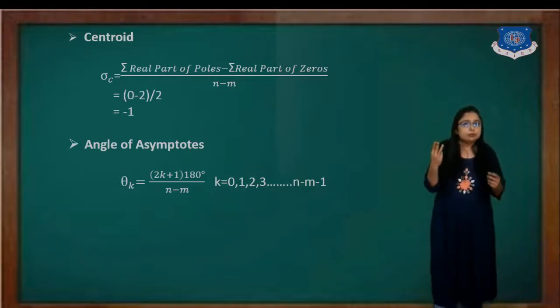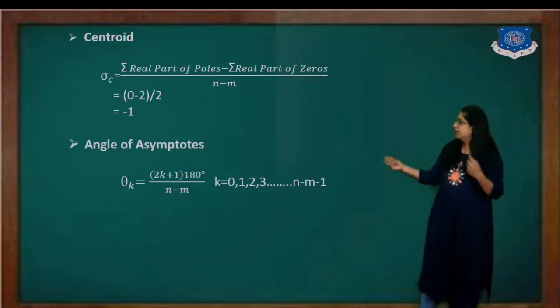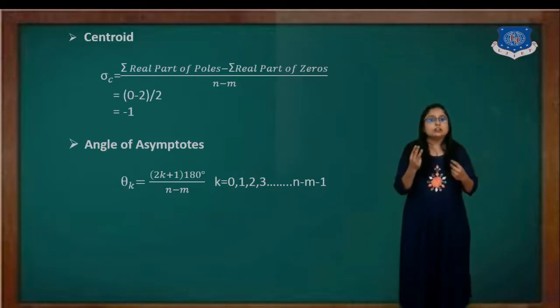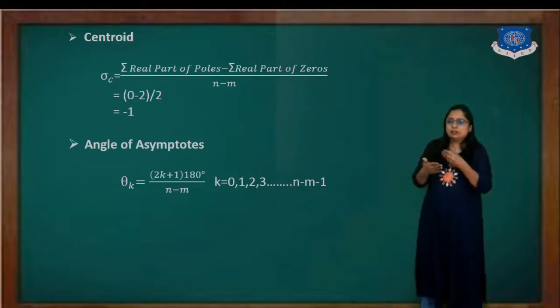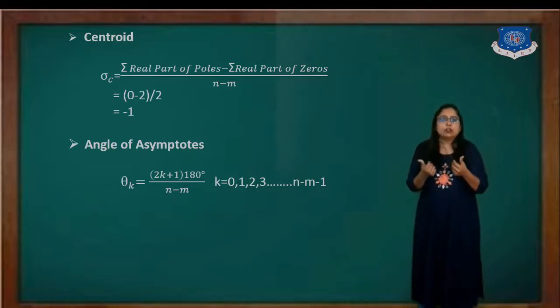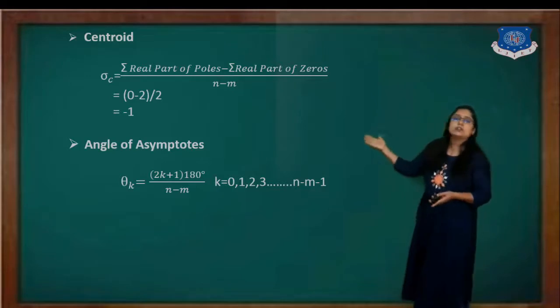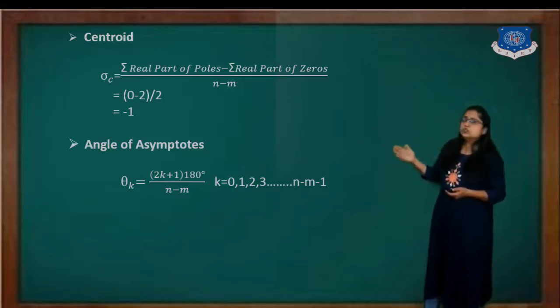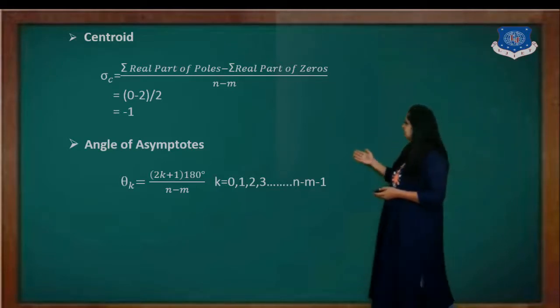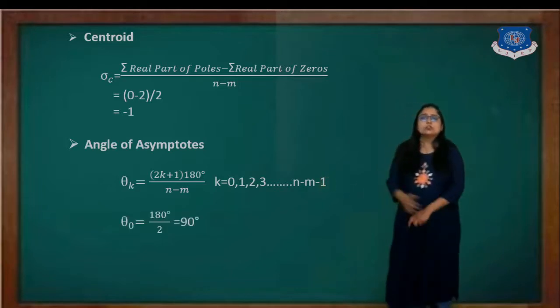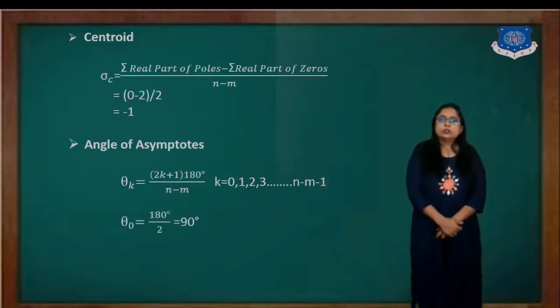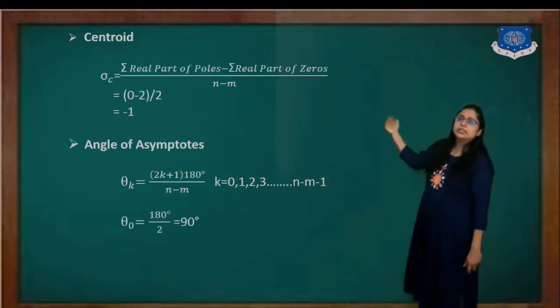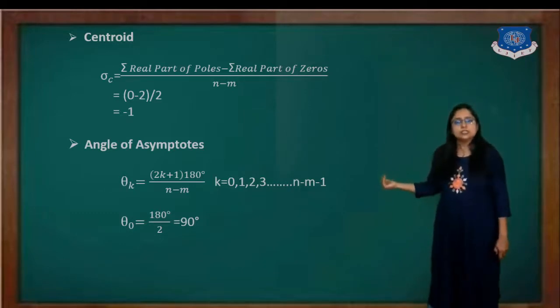So I have a 3 pole, but as such I do not have any 0. So here I get the 3 different directions. And if I have a 2 pole and 2 0, then we will not get any value of that, that is angle of asymptote. So here, first of all, we will substitute k equal to 0. So what we will get? Theta 0. If we substitute 0, then 180 divided by 2, that is equal to 90.